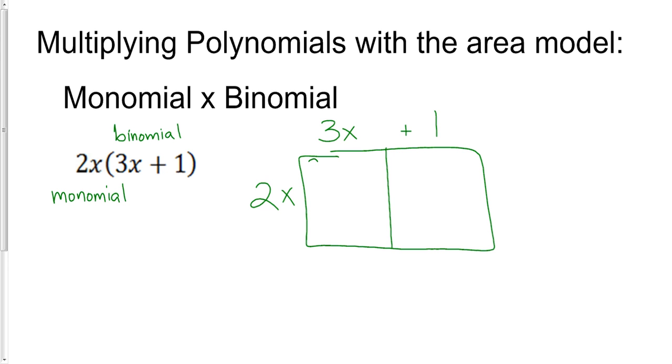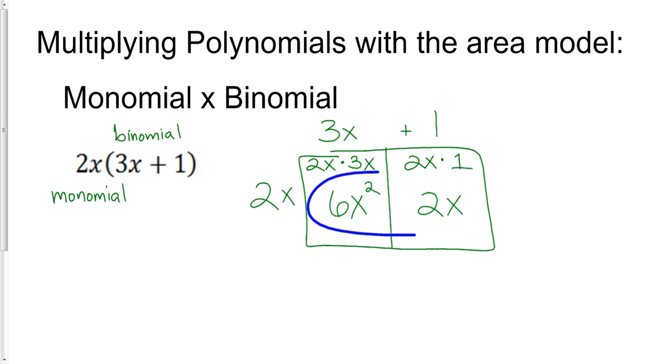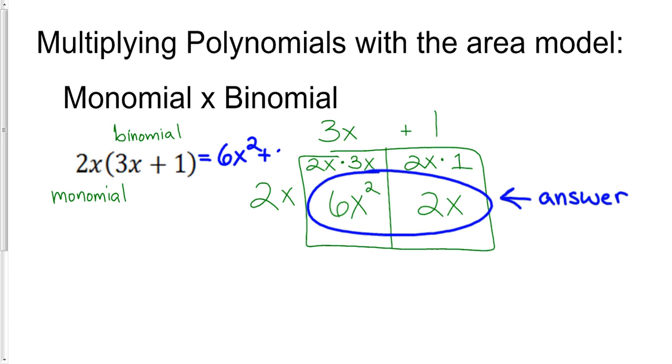So in our first box, we're going to do 2x times 3x. 2 times 3 gives us 6. X times x, remember from our exponent rules, would give us x squared. And then in our second box, we would do 2x times 1. 2x times 1 is simply 2x. And then our answer comes from what's inside the boxes. So in this case, 2x times 3x plus 1 is equal to 6x squared plus 2x.